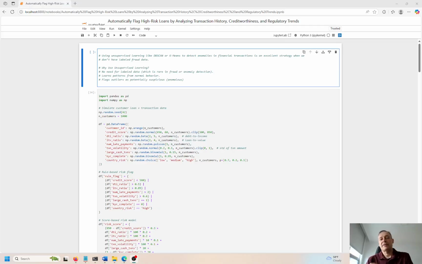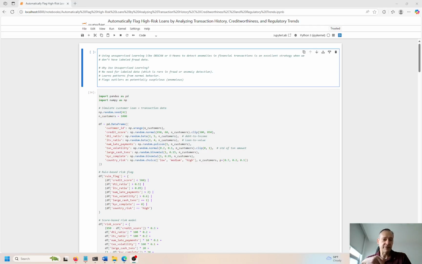In the topic today, I want to look at flagging high risk loans. We're going to do this in an automated fashion based on some business rules and customized logic that I created, but very realistic. I created this data because I couldn't find what I really wanted online. If you can't find it, you just create it for yourself, but it's all based on reality. So it's very, very realistic. And we're going to try to understand how these loans work based on transaction history, creditworthiness, and regulatory trends.